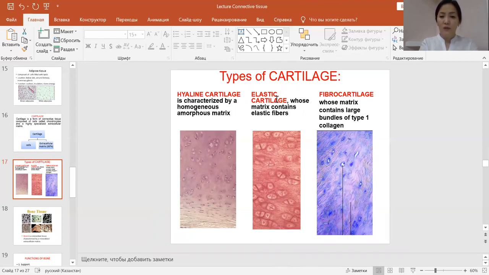If you remember, we said that cartilage consists of cells called fibroblasts, which can produce matrix, the fibrocytes, which maintain matrix, and the fibroclasts, which can destroy matrix. These are the three types of cells in the cartilage.